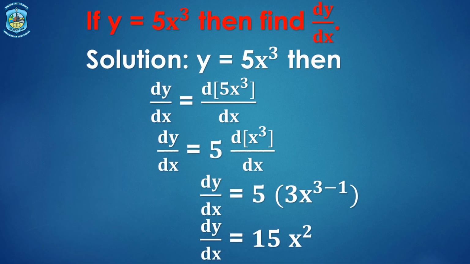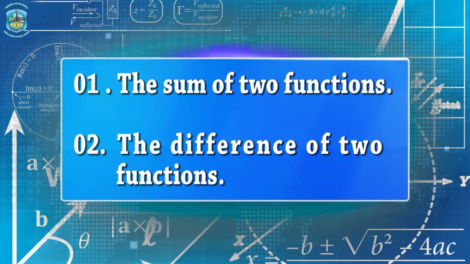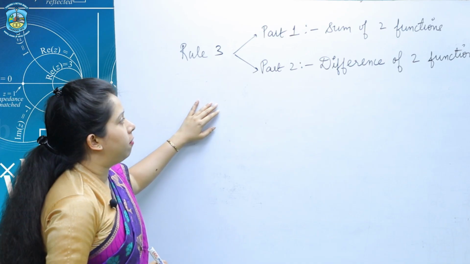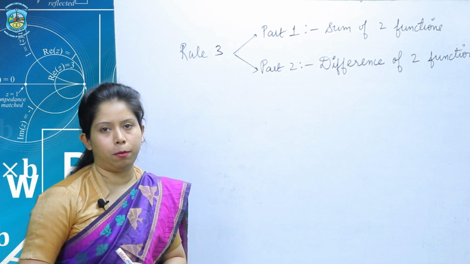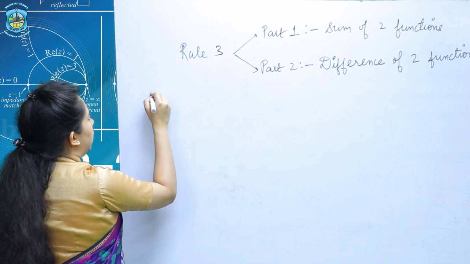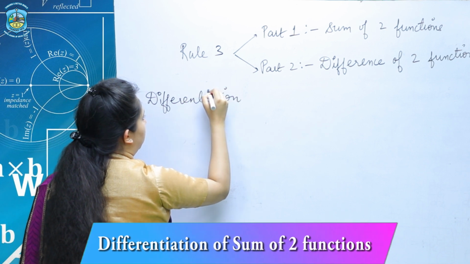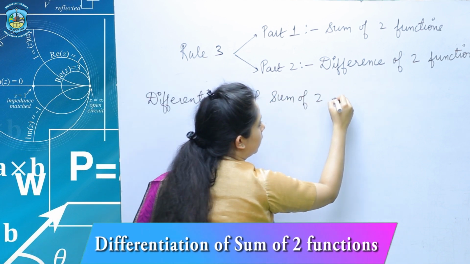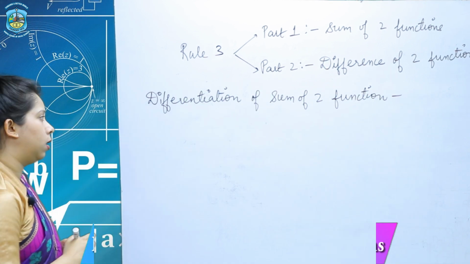Next we will talk about rule number 3. Now rule number 3 has two parts. First is for the sum of two functions and the second one is for the difference of two functions. In general we can have two or more than two functions, that is, the sum and difference can be for a finite number of functions. So here we will consider the first part, that is, the differentiation of the sum of two functions.